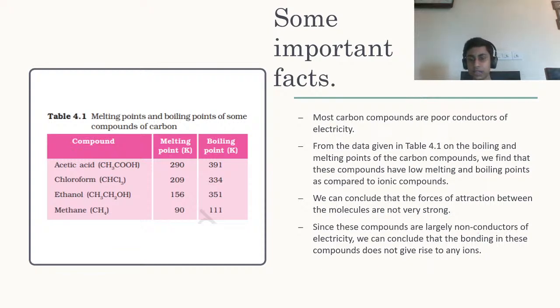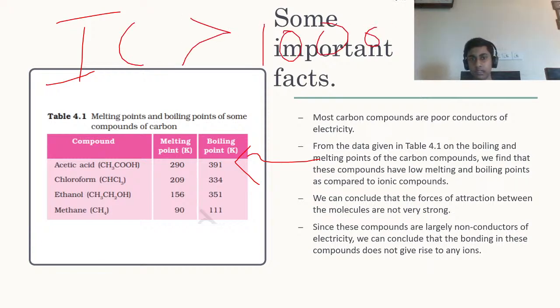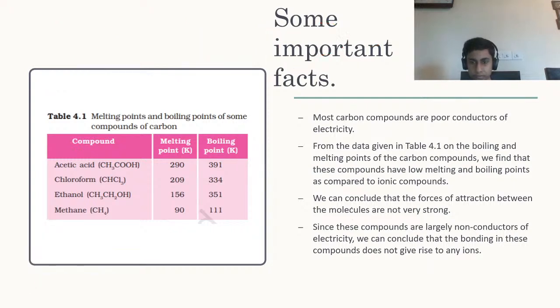From the data given in table 4.1 on the boiling and melting points of carbon compounds, we find that these compounds have low melting and boiling points. Ionic compounds generally have a higher melting and boiling point, more than 1000 degrees centigrade, like sodium chloride. So the forces of attraction between the molecules are not very strong.